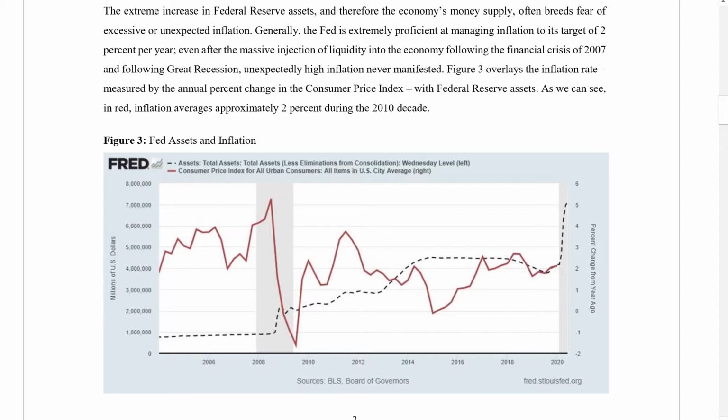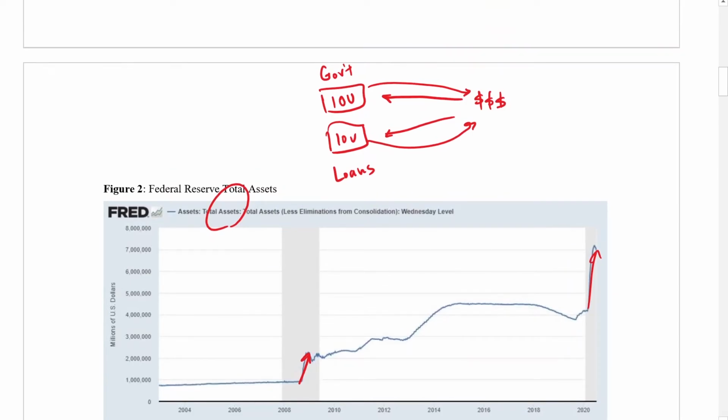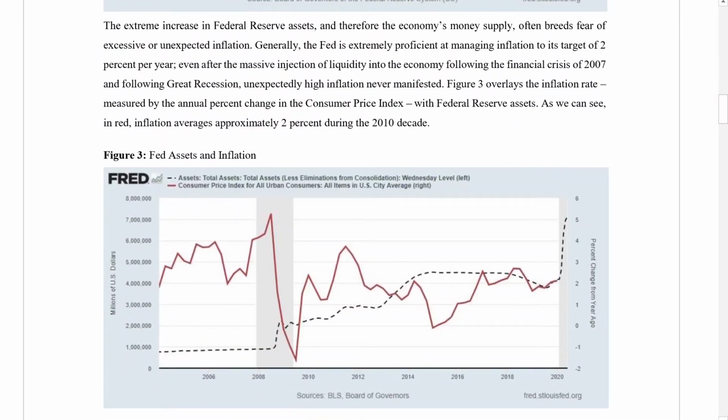So if you push too much money into the economy, now people start spending that money. When people spend money, prices go up, and when prices go up, that's the definition of inflation. So by the Federal Reserve releasing lots of money out into the economy, there's a risk of inflation.